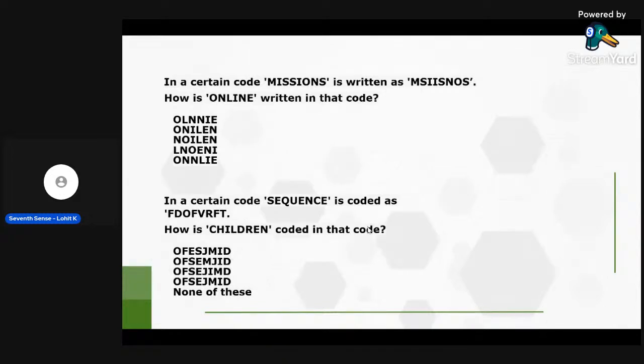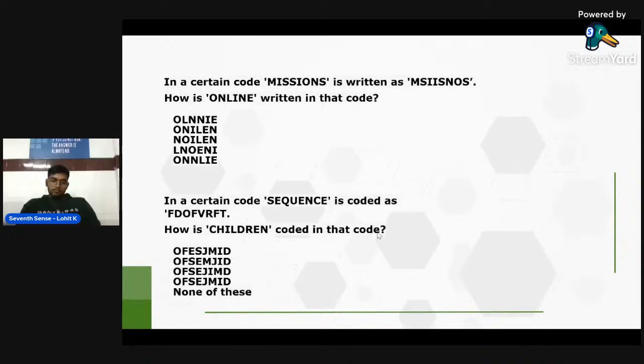If you got the answer right, just type the pattern also. What pattern they could have used? OFM, you are saying. Okay. OFSEMGID. Okay, which option is it? Option B. So both persons have said option B here.